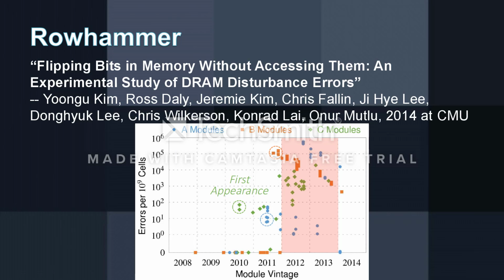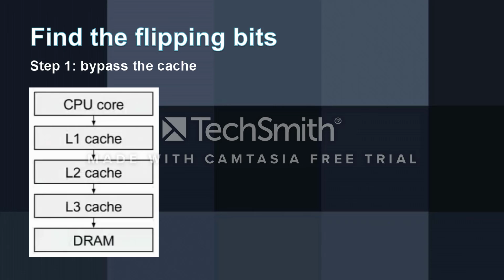Now you might be wondering, just how often does this happen exactly? Well, in 2014, a few researchers at CMU did a study on this, and as it turned out, this is surprisingly common among modern DRAM modules. Now we need a way to reliably figure out where those faulty rows are.